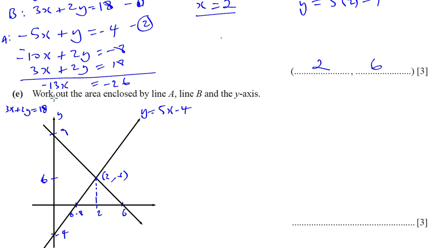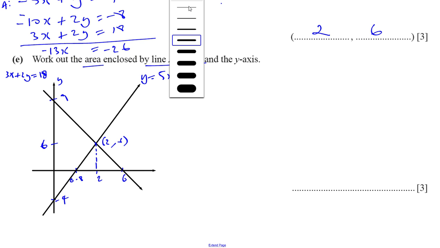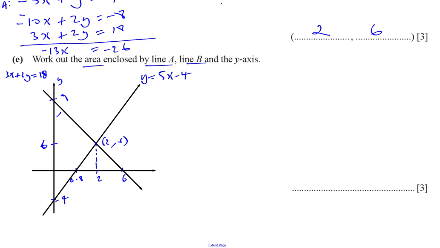Now they're telling us to work out the area enclosed by line A, line B, and the y-axis. So they're asking us to find the area that is enclosed in this region over here. Let me make it a different color. So they're asking us to find the area in this region over here. That area is the area of a triangle.